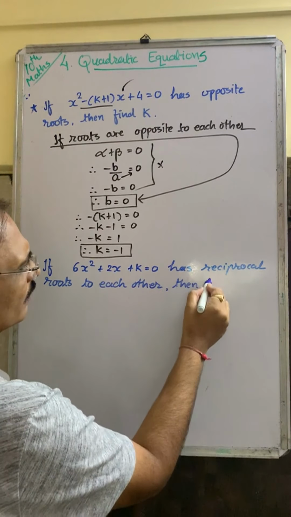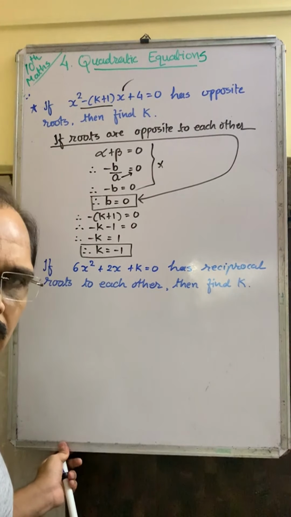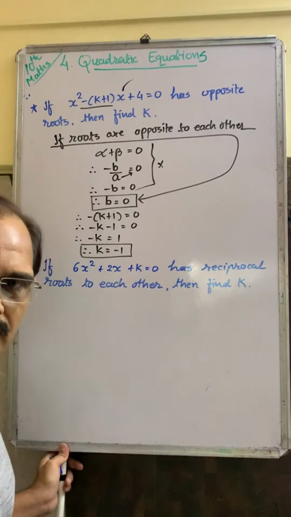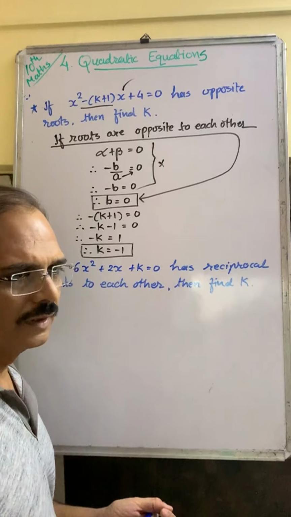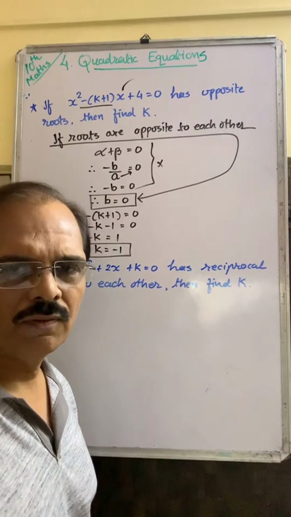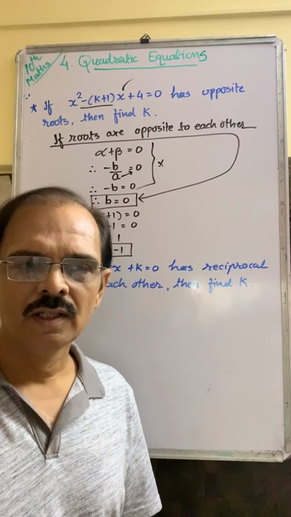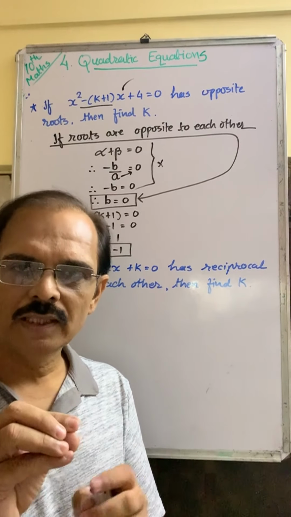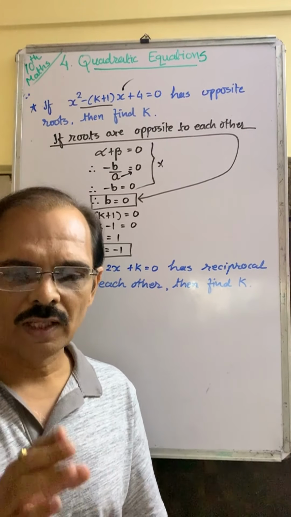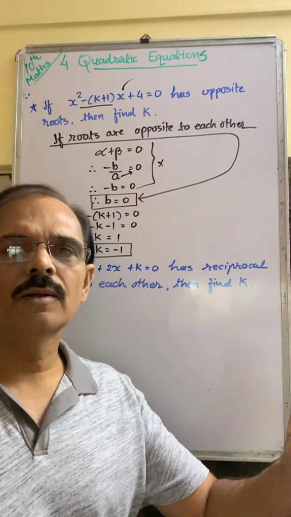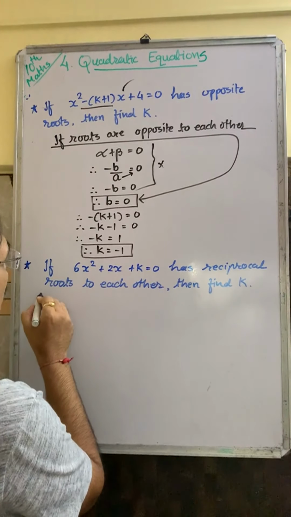Then find k. Okay? Again, I said that the question is from my mind. Now see, roots are reciprocal to each other. Reciprocal means what? If alpha is 5, then beta is 1 upon 5, reciprocal of 5. Then what is the product of alpha and beta? 5 into 1 upon 5 is what? 1.